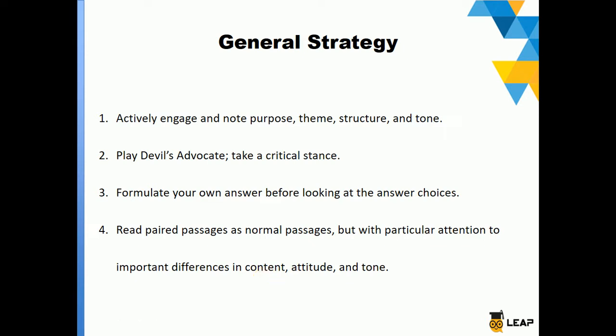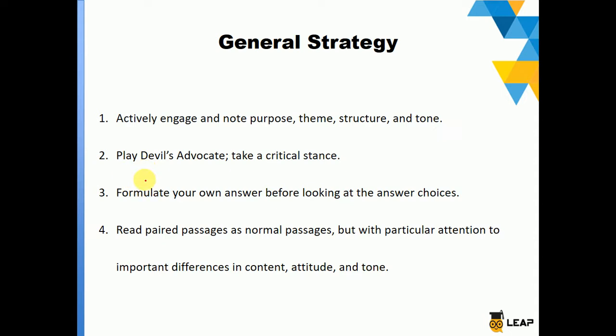The next point is play devil's advocate. Now if you know what this phrase means, playing devil's advocate means to take a critical stance no matter what. So when you read the passage, constantly evaluate critically what has been written on it. Don't just accept it at face value.